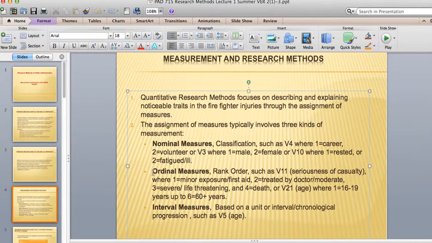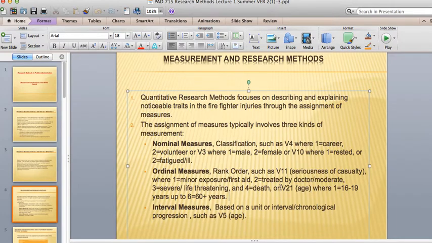When we get to ordinal, it's rank order. An example of rank order is seriousness of the casualty, and you'll notice here 1 is equal to minor exposure, 2 is treated by a doctor, 3 is severe or life-threatening, and 4 is death. So what the numbers indicate is not only classification, but as the magnitude of the number increases, so does the severity of the casualty. The more extreme it becomes.